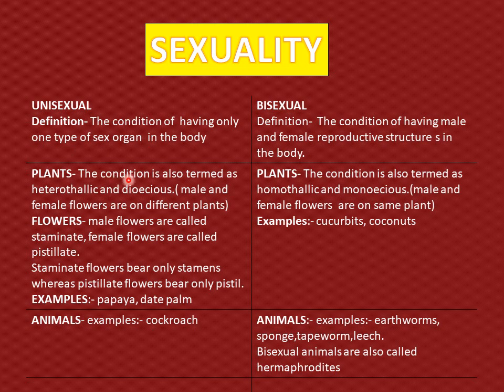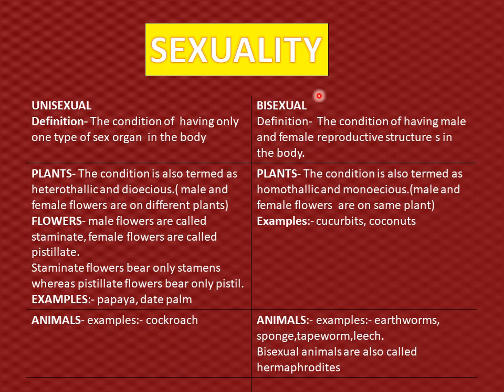Unisexual plants. The condition is also termed heterothallic and dioecious, where the male and female flowers are on different plants. Male flowers are called staminate, female flowers are called pistillate. The staminate flowers bear only stamens, whereas pistillate flowers bear only pistil. Examples of unisexual plants: papaya, date palm. Examples of unisexual animals: cockroach.